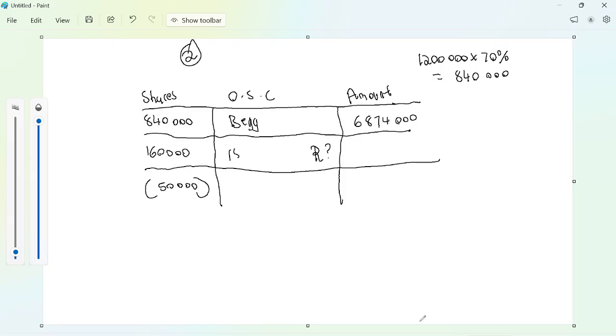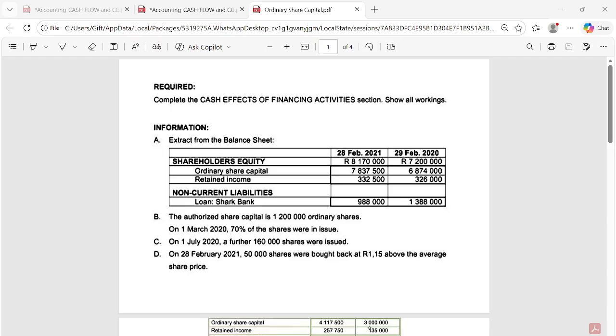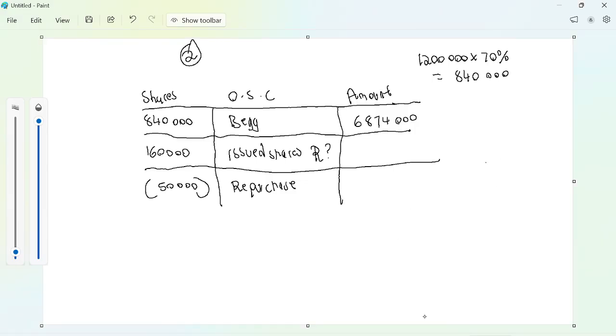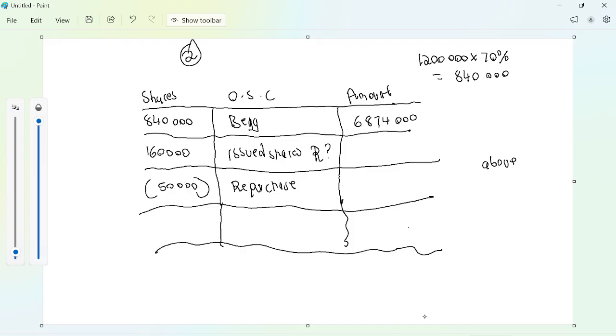Here I can show issued shares, and here repurchase, at 1.15. Remember guys, when we are given an above price, we calculate our average price using the total balances, meaning the total amount divided by the total number of shares. That gives me my repurchase price, meaning the average price.